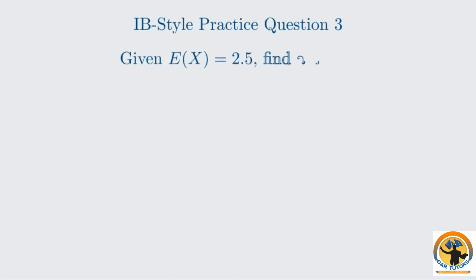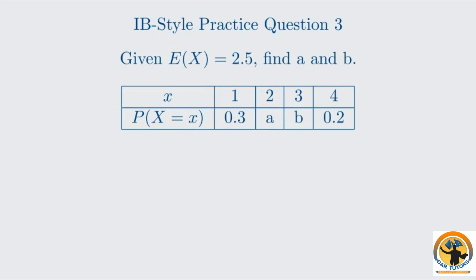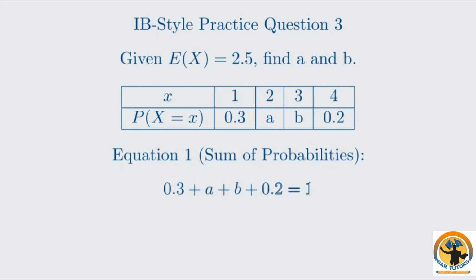Here is our third IB-style practice problem, involving finding unknown constants in a probability distribution. Given that the expected value E of x is 2.5, we need to find the unknown probabilities A and B in the table. Since we have two unknowns, we'll need to set up a system of two equations. The first equation comes from the rule that the sum of all probabilities must be 1. So, 0.3 plus A plus B plus 0.2 must equal 1. This simplifies to A plus B equals 0.5. This is our first equation.